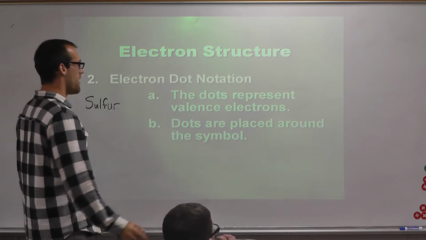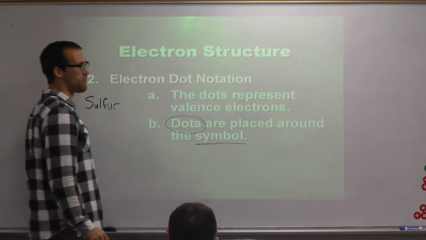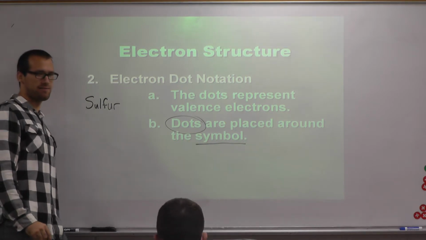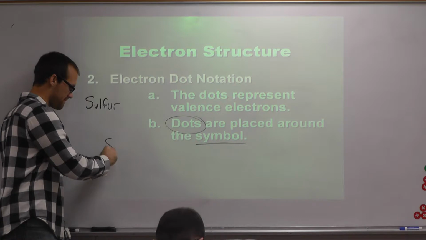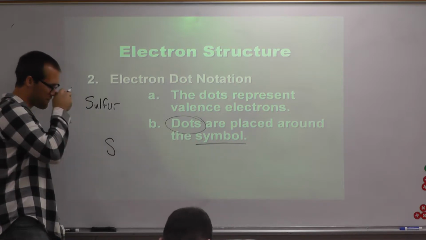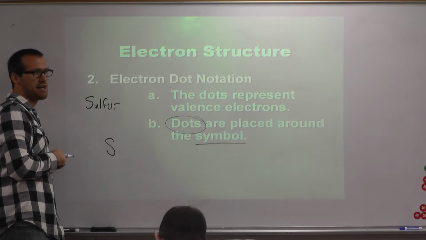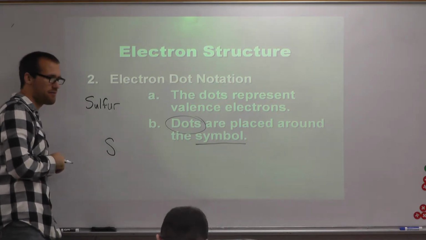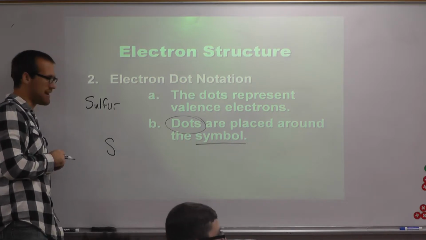Okay, so dots are placed around the symbol, so we should probably have the symbol of sulfur. Did you guys get it right on your quiz? I think so. Symbol what? S. I got it right. Okay. Look at that. Okay, how many valence electrons, Carly, does sulfur have? 6. So we are going to put 6 dots around sulfur.